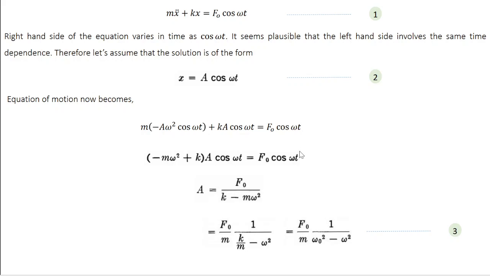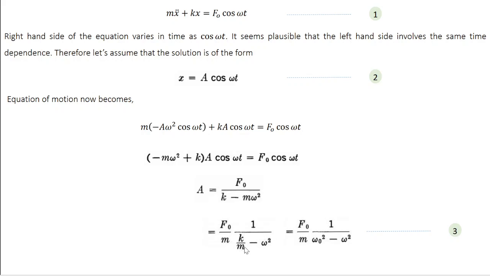Cancel cos omega t on either side. Now I can write a equal to f naught divided by k minus m omega square. From the denominator I am going to take m as a common factor outside, so the equation now becomes a equal to f naught by m, 1 divided by k by m minus omega square.